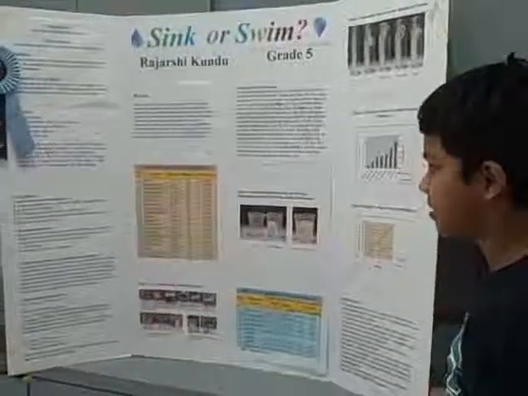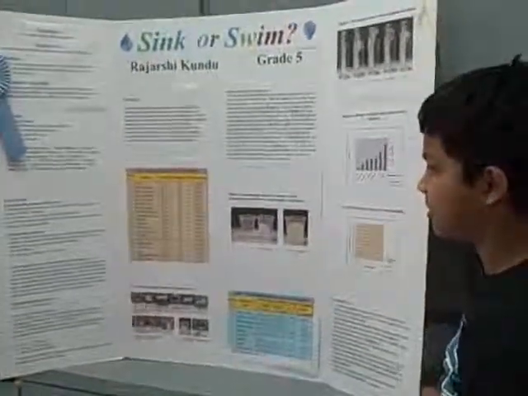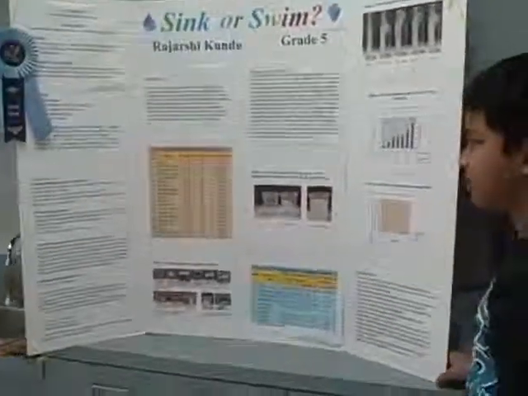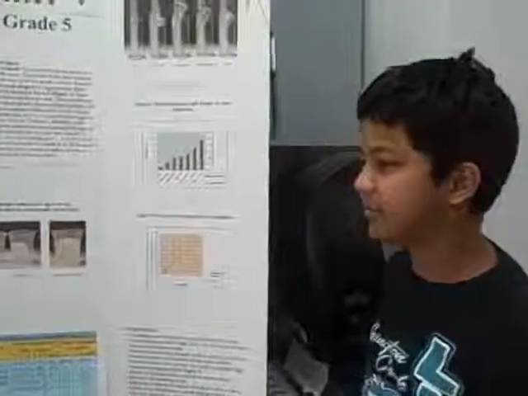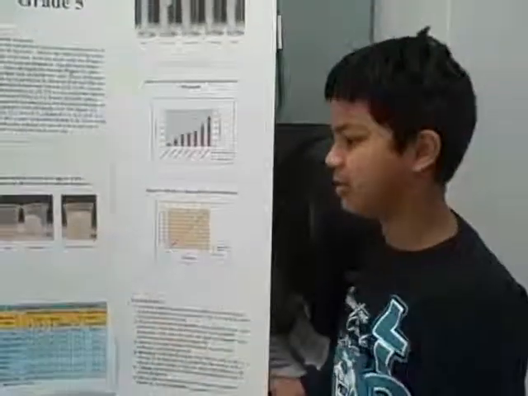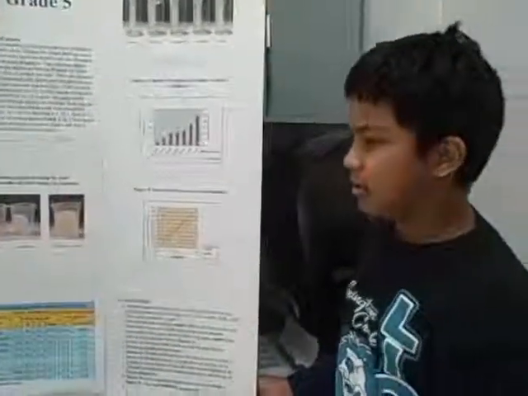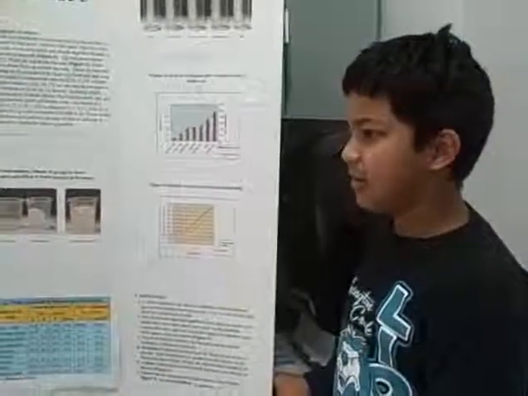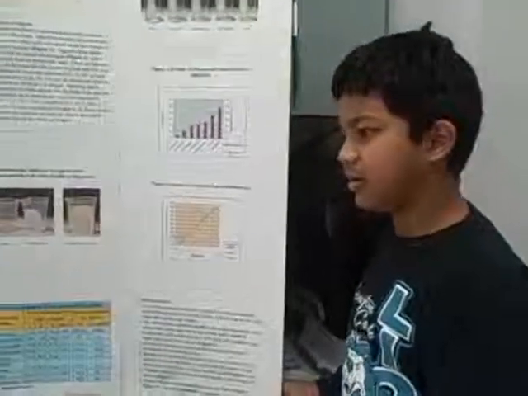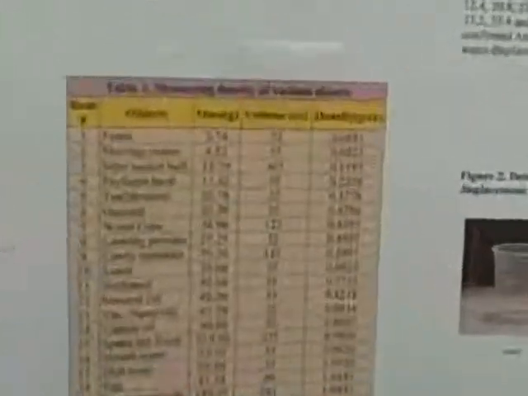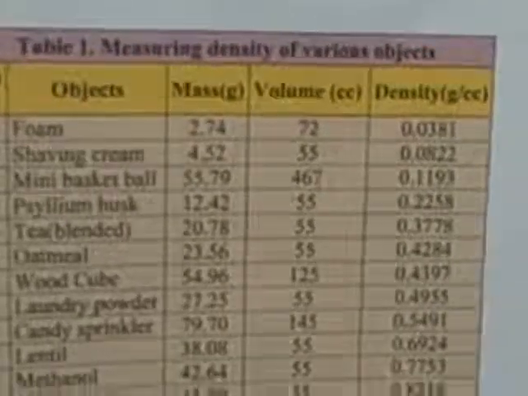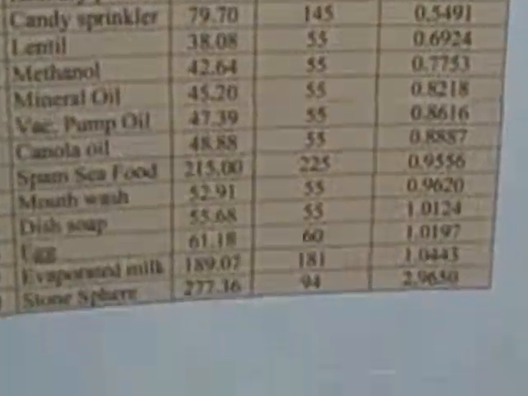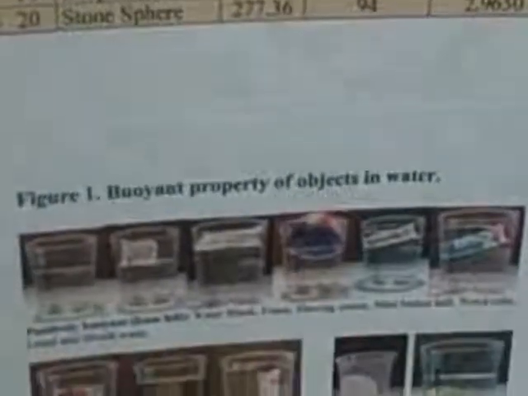And my procedure was determining the volume of objects like a cube. You would do length times width times height, and the formulas for a cylinder and sphere are shown here. And then there's determining the density. Mass divided by volume would equal density. And then I would determine the water displaced by objects, and after that I determined the buoyant force.